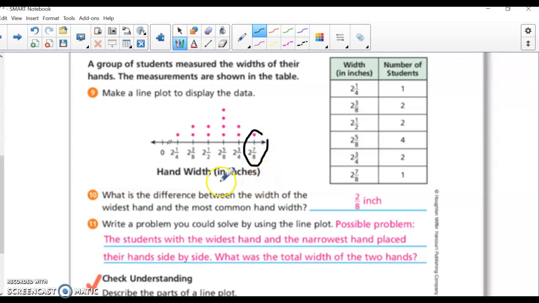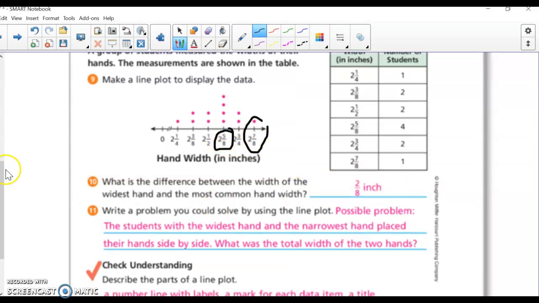and found the difference between that and the most common one, well, this one is the largest graph here, so it comes up 4 times, so that's the most common. All right, so if you find the difference, you could just say 1, 2, 2/4, or I'm sorry, 2/8, right? Or you could have said 2 7/8 minus 2 5/8. Well, 2 minus 2 is 0. 7/8 minus 5/8 is 2/8 of an inch.